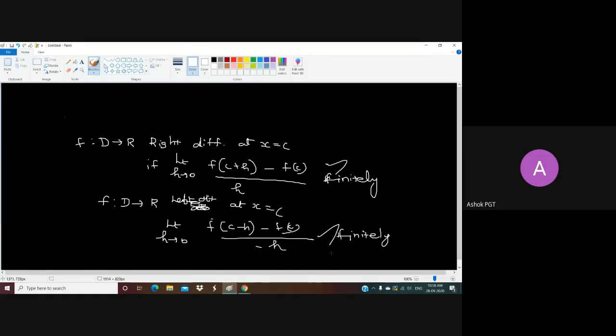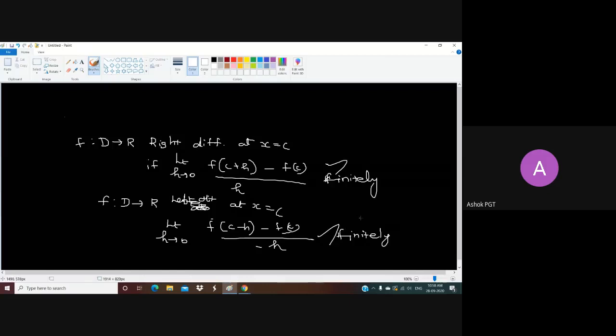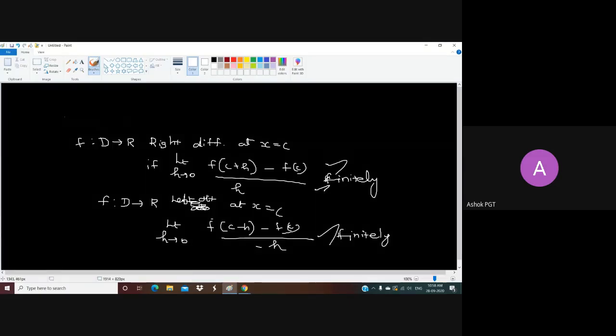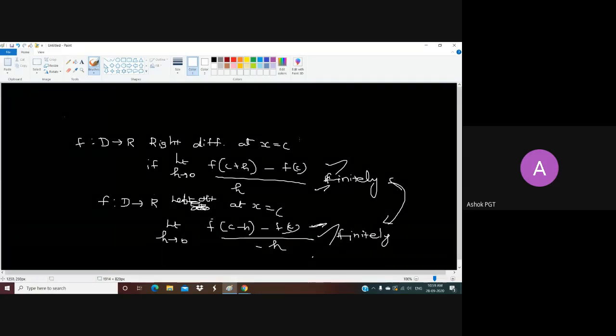Okay. The third point is differentiable function. A function f from the domain to the set of all real numbers is said to be differentiable at x is equal to c if it is both left differentiable and right differentiable at x is equal to c. That is, if both the limit as h tends to 0 of (f of c plus h minus f of c) divided by h and the limit as h tends to 0 of (f of c minus h minus f of c) divided by minus h exist finitely and both are equal. These two must be equal to say that the function is differentiable at the particular point c.